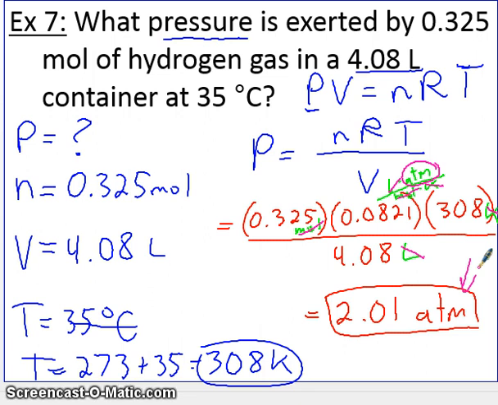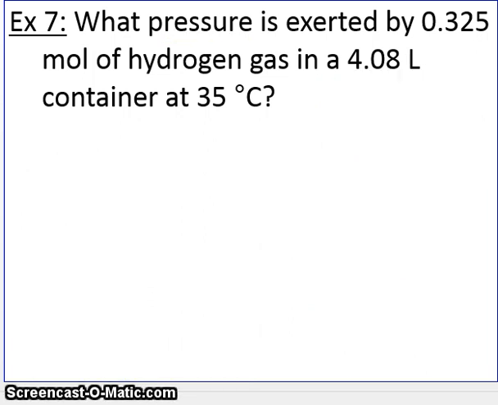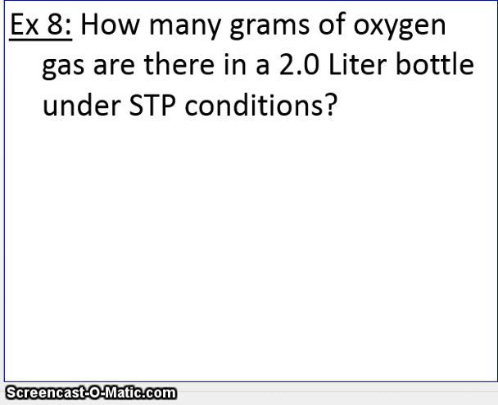Okay, the problem itself isn't that difficult. Let's try a different one, one that maybe looks a little tougher, but really it's the same idea. Example 8. How many grams of oxygen gas are there in a 2-liter bottle under STP conditions? This one sounds a bit tougher because it doesn't seem like we're given enough information.